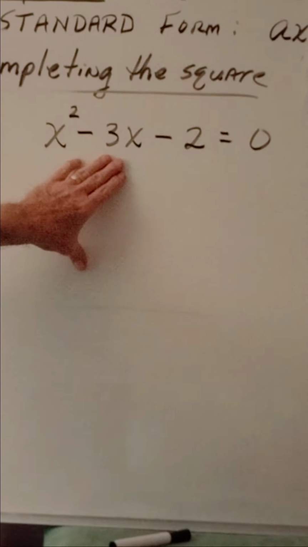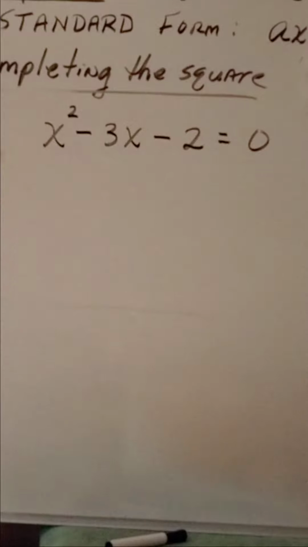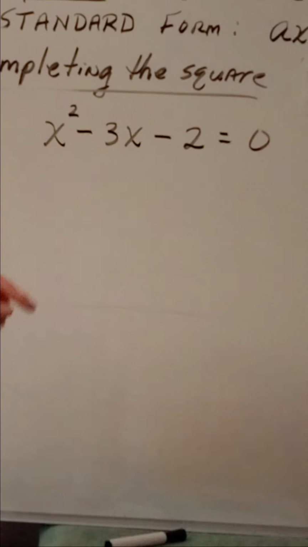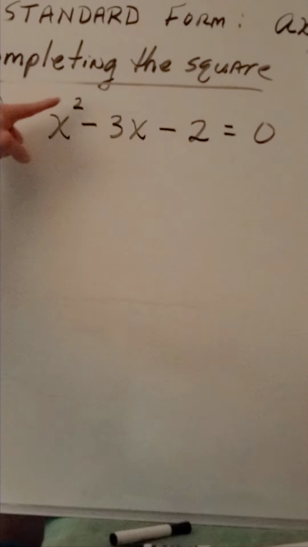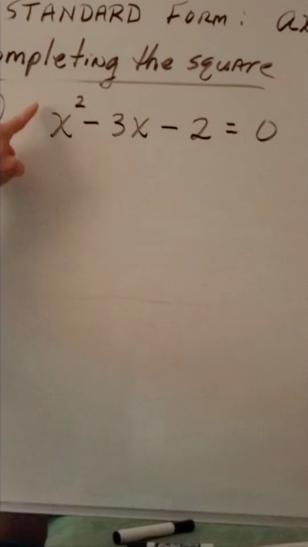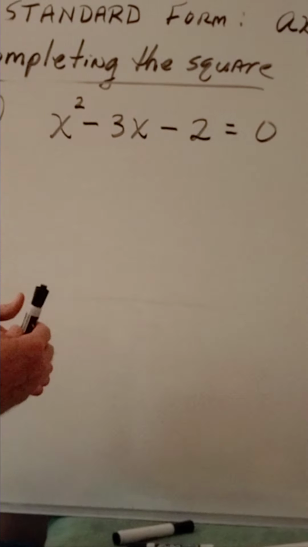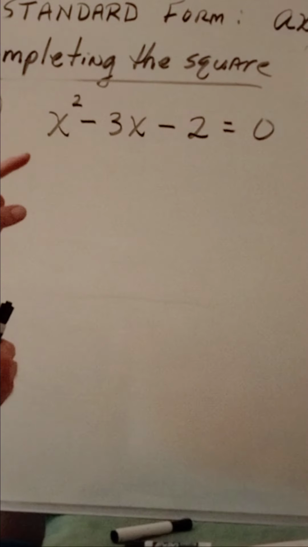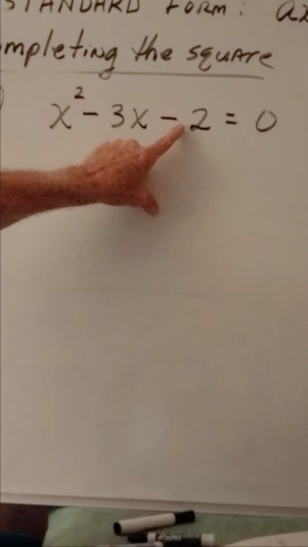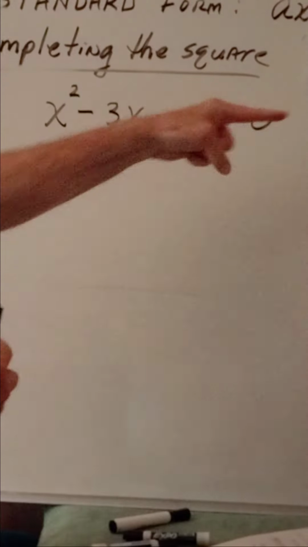Completing the square. Step number 1, the prerequisite step. Make sure the coefficient of your quadratic term is 1. It's 1. We move into the process. Very first step. Take your constant term, move him to the other side.